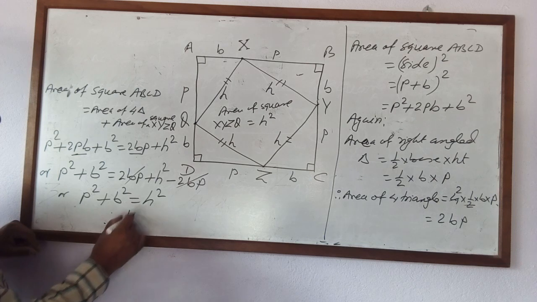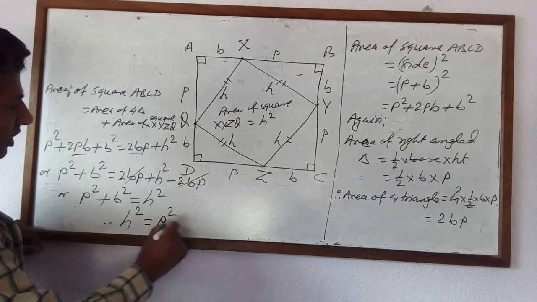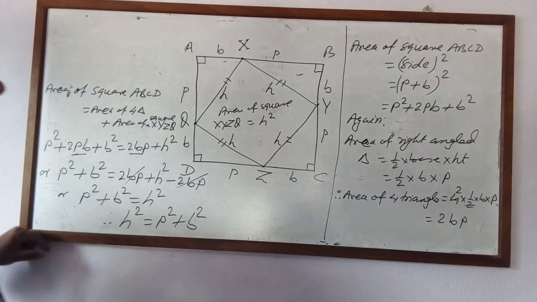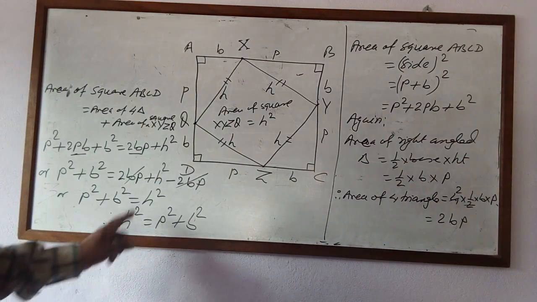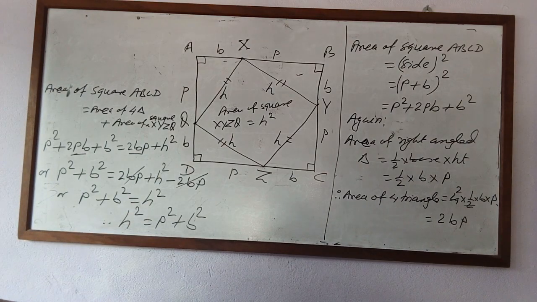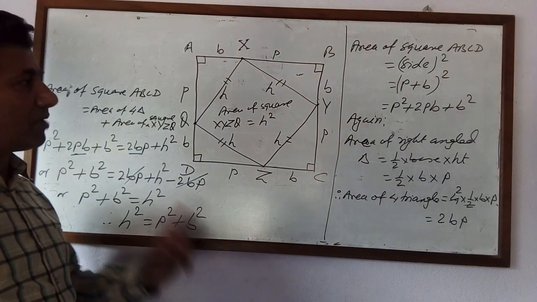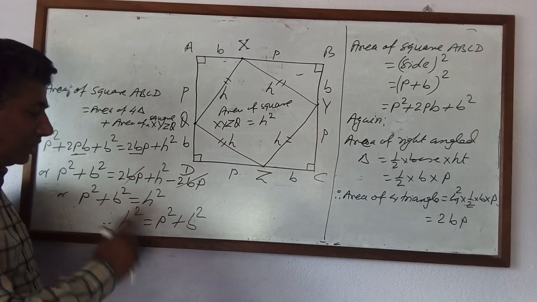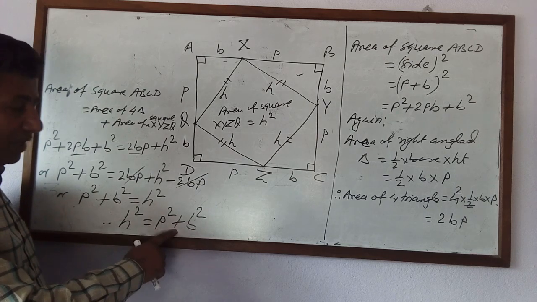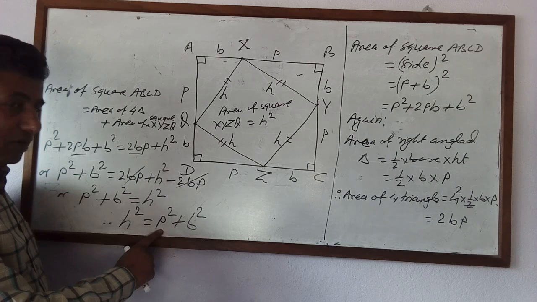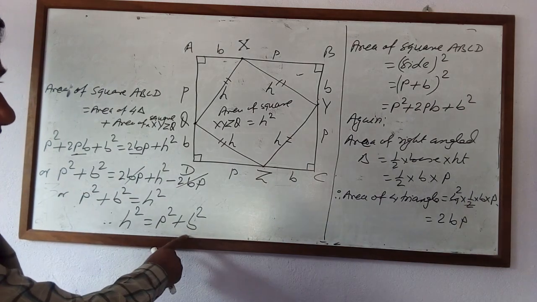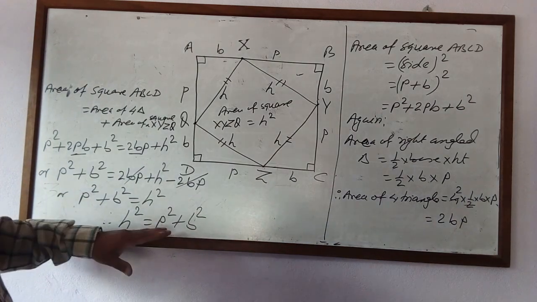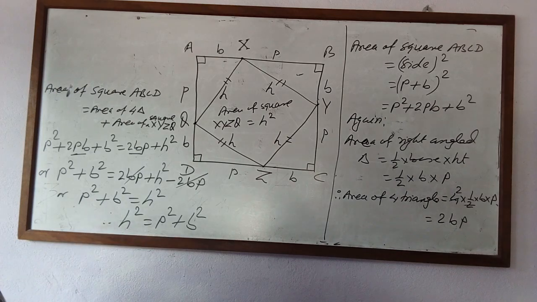Therefore H square equals P square plus B square, which is known as the Pythagoras theorem. This relation is always true in the case of a right angle triangle. In any right angle triangle, the square of the hypotenuse always equals the sum, the result of addition, of the square of the perpendicular and the square of the base. Okay, this is the proof of the Pythagoras theorem. Okay, thank you.